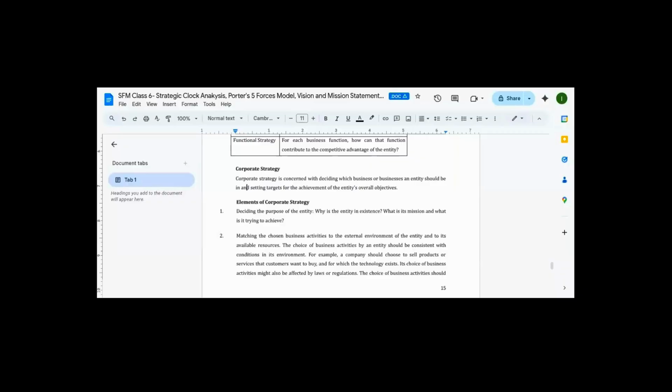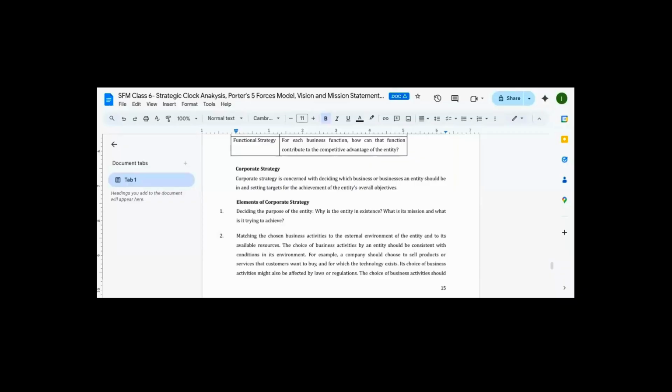What will be our scope of operation? That is our competitive scope. Which resources are we using? Who is going to be our target customers? Those are corporate level strategic decisions. And those decisions are being decided by the board of directors.